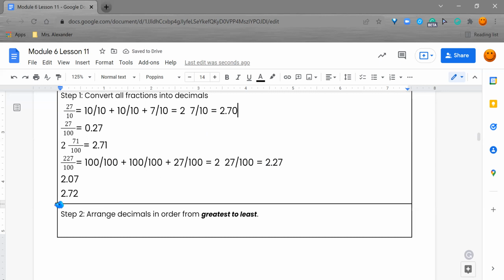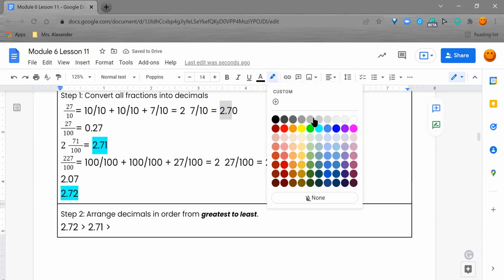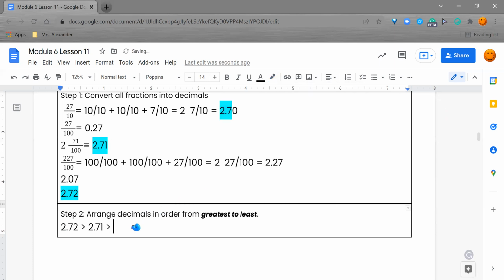So what's my biggest number? It looks like 2.72. 2.72 is our biggest number. So I'm going to quick highlight that to show I've used it. And then it looks like 2.71 is next. I'm going to quick highlight that. 2.71. And then it looks like I get to go to here, 2.70, which is the same as 2.7. And then where do I go? It looks like I go to 2.27.